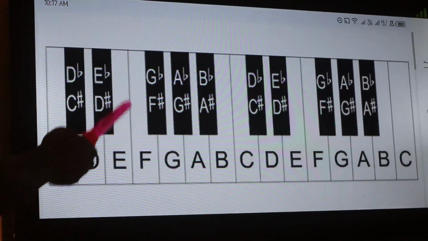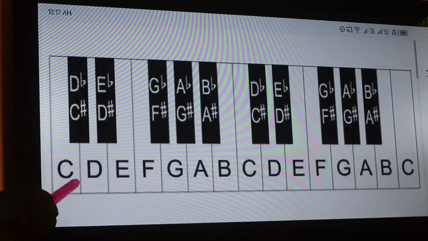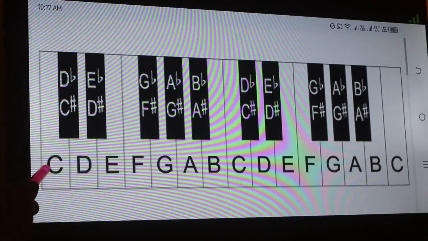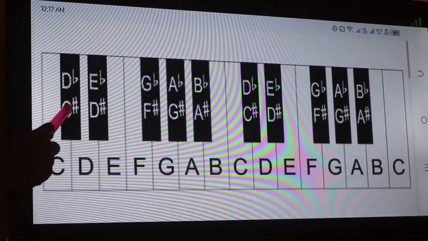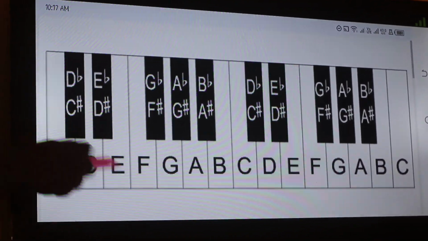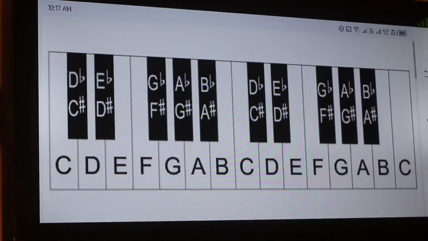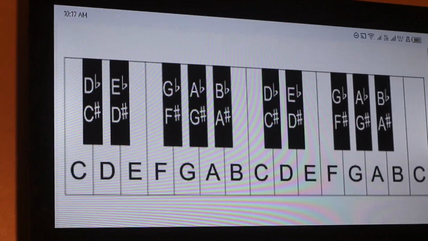So if we have a black key in between the notes, that is one tone. How? Because when you move from this C to D, you have to go to the black key, which is a half, then go to D, which is another half. A half plus a half gives you one. That is one tone. One tone is equivalent to one beat.